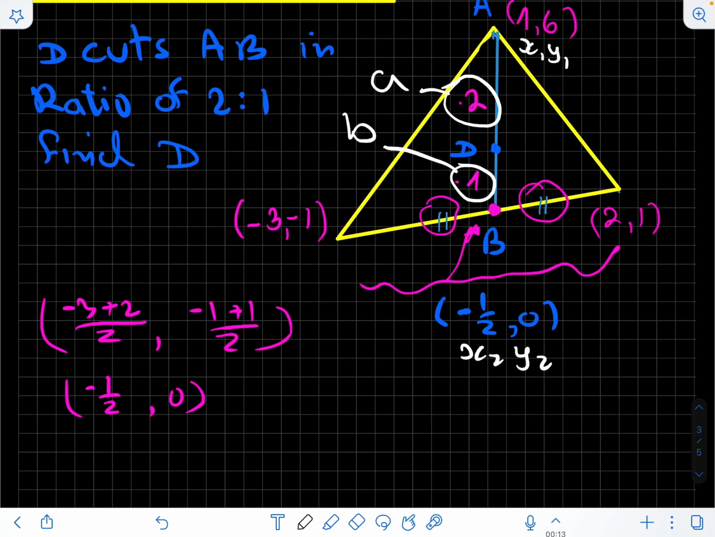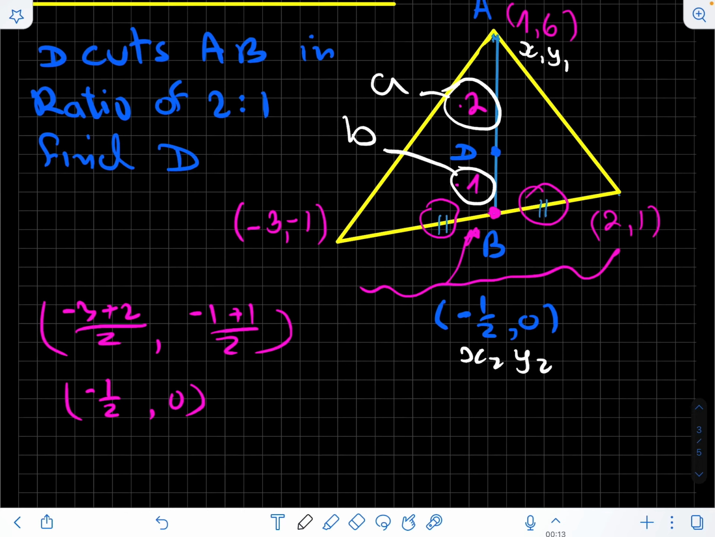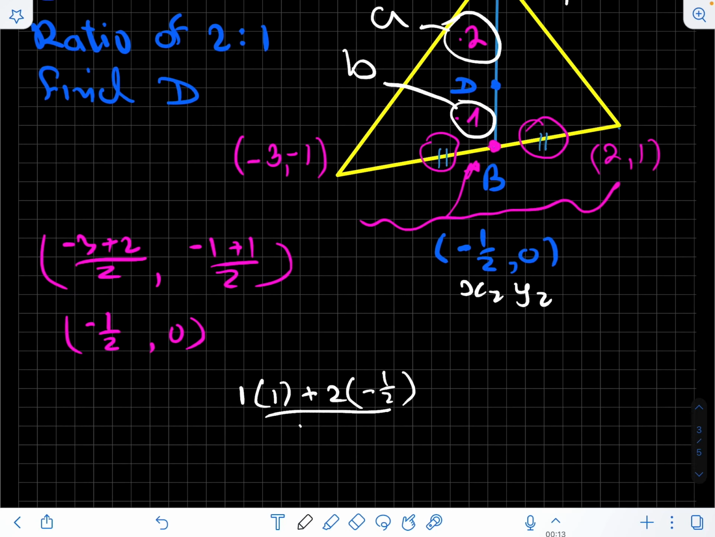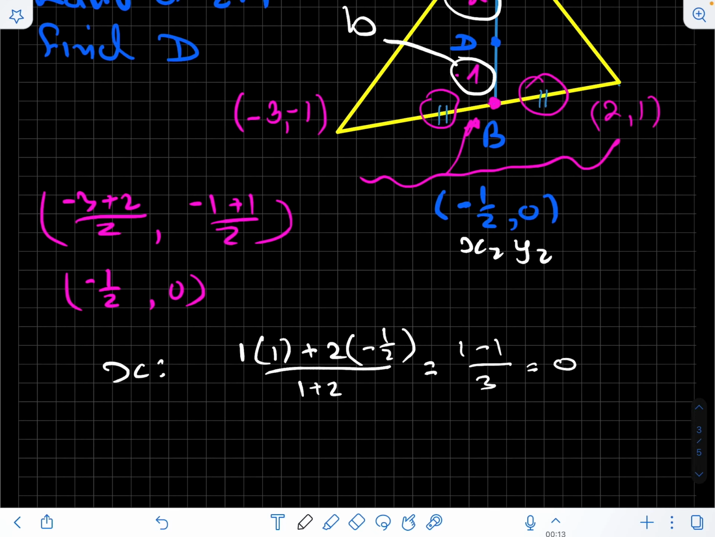So now I can use my formula, and the formula says it's B multiplied by x1, so it's 1 multiplied by 1 plus 2 multiplied by minus half all over 1 plus 2. I'll just write 1 plus 2, but we know 1 plus 2 is 3. So we calculate that. That will give us the x of the point. So 1 minus 1 over 3 gives us 0. So the x of the point is 0.